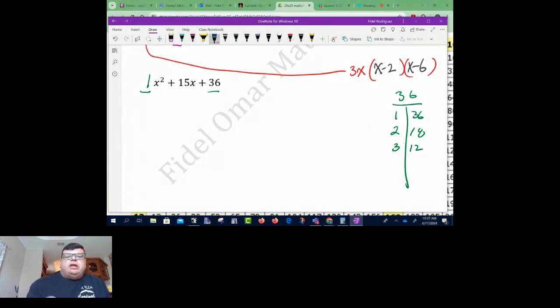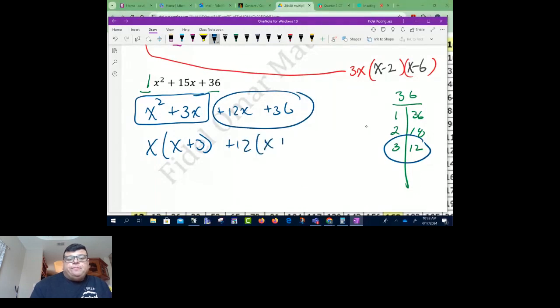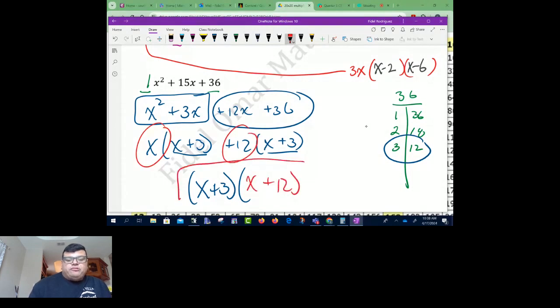All right, so y'all, did anybody use these numbers here, 3 and 12, so that we can write x squared plus 3x plus 12x plus 36? And out of here, we could factor out an x, and we were left with an x plus 3. And over here, we can take out a 12, and again, we're left with an x plus 3. So here's our x plus 3. And then over here, y'all, we got our x and our plus 12, right? Boom, and then we're done. Okay.